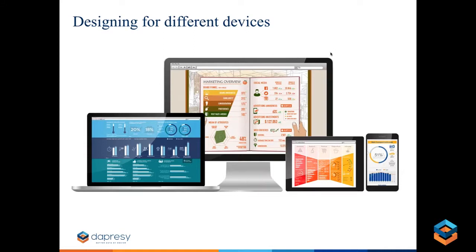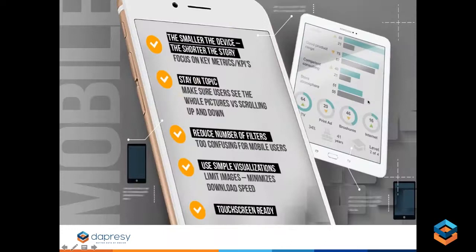Same thing, the smaller the device, the shorter the story, which means that you've got to really focus on those key metrics and KPIs, not go overboard. That Pete's example is a really great example of something that could fit certainly on a tablet. You need to stay on topic and make sure the users see the whole picture versus scrolling up and down. The metrics need to fit in the same place so that they can see those cause and effects well.